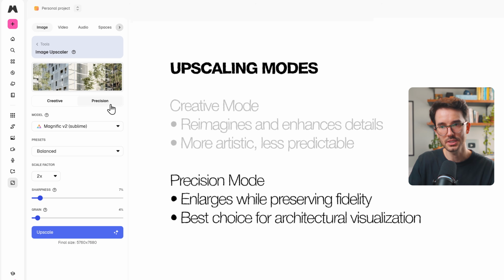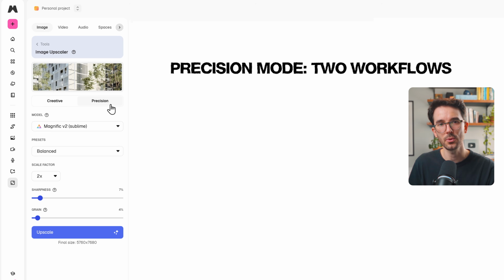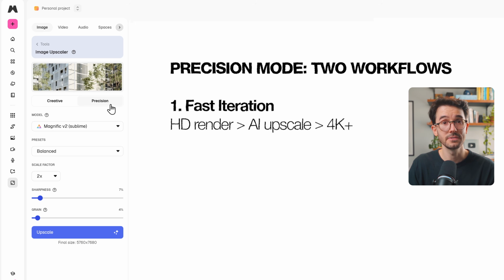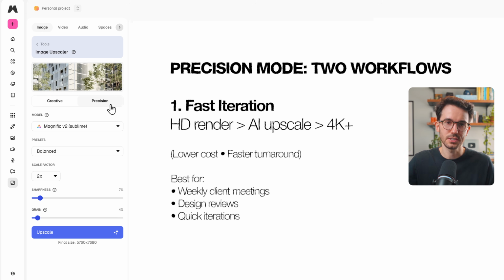And then even with the precision mode, I see two ways that we can explore this. One, with the intention of speeding up the rendering process. So for example, if you're in a rush, you can just get an HD image, just like 2K resolution out from the rendering engine and then quickly pass it through the upscaler, like a good upscaler here with Magnific to get it to 4K or higher.